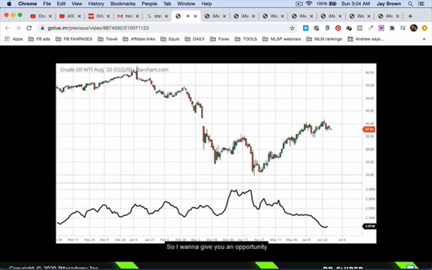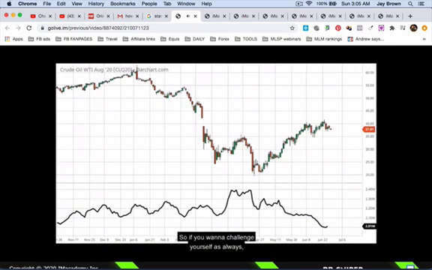So I want to give you an opportunity to look at this chart based off of the information that I gave you already, and to be able to see if you could tell where oil was able to bottom out. And so we pointed to the fact that a rise in open interest would be bearish and a drop in open interest would be bullish.